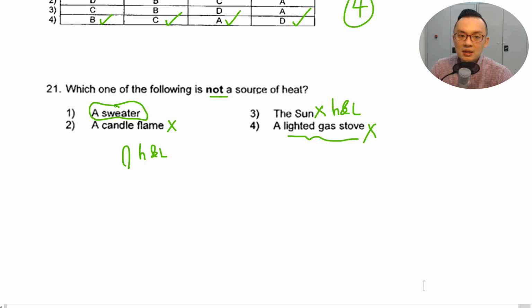Okay, so a sweater does not produce heat. What it does, how it makes you feel warm, is that it traps the heat from your body. Okay, so it does not produce heat. It's not a source of heat. So the answer is number 1.